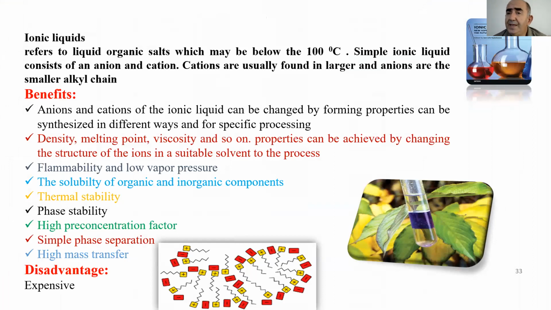And then another kind of solvents, ionic liquids. Ionic liquids are like organic salts, and they have one cation and one anion site. They are also used in different parts of chemistry. We used ionic liquids for the liquid phase microextraction of organic and inorganic analytes because they are thermally stable, phase stability is very good, we can get a high preconcentration factor, and high mass transfer is possible, but the main disadvantage of these materials is that they are expensive.